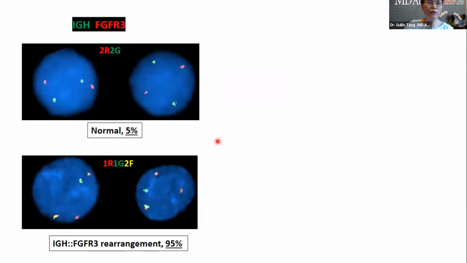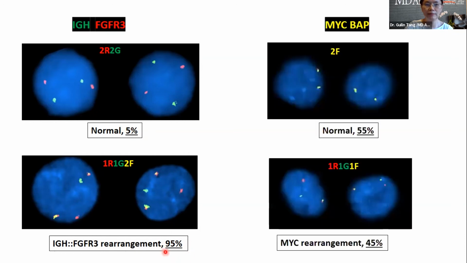This one we use IGH and FGFR3, a fusion probe. The green is IGH and the red is FGFR3. If you see two red, two green, that's normal. If you see two fusions, that is the yellow signal here. That is a typical pattern for IGH-FGFR3 rearrangement. Here we detect it in 95% of the cells.